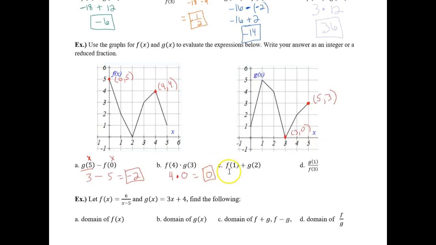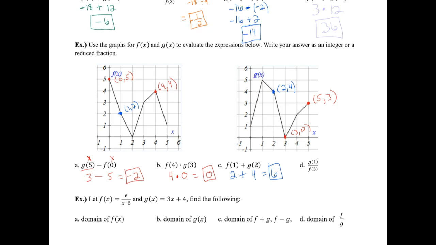Part C. I want f of 1 plus g of 2. Starting on my f graph, I'm letting x equal 1. I need to find the y that goes with it. So I end up here at the point 1, 2. I plugged in 1 for x. I got out 2 for y. Plus, moving over to my g, I'm letting x equal 2. I need to find the y that goes with it. So I'm here at the point 2, 4. So when x was 2, y was 4. 2 plus 4 ends at 6.